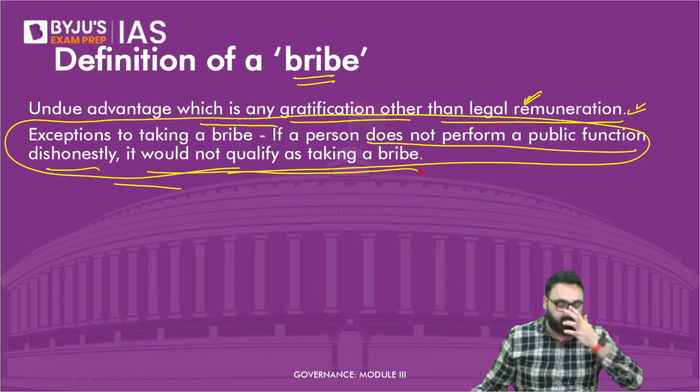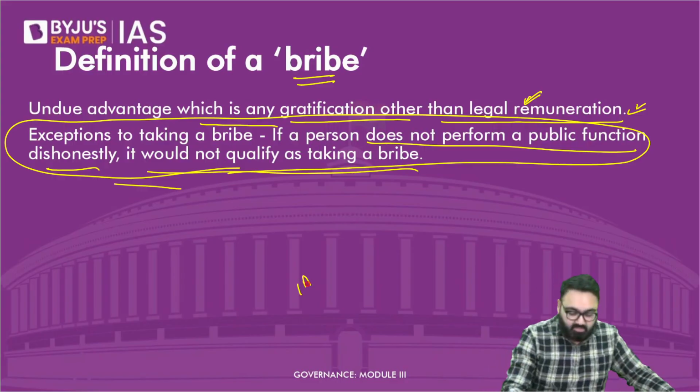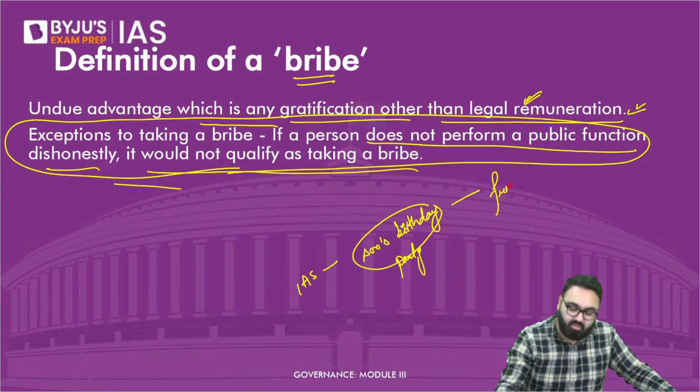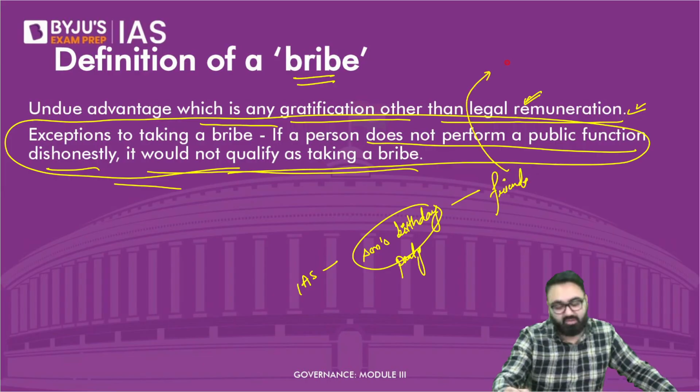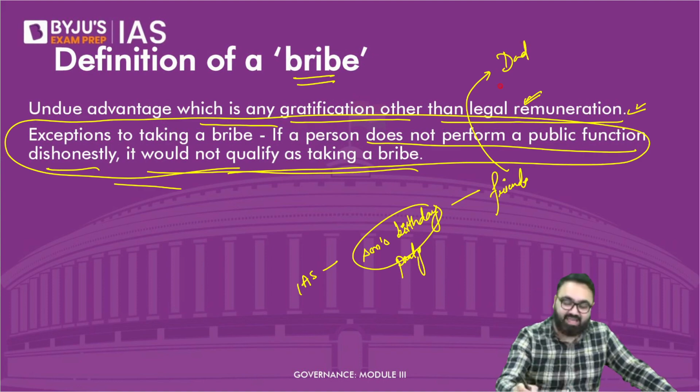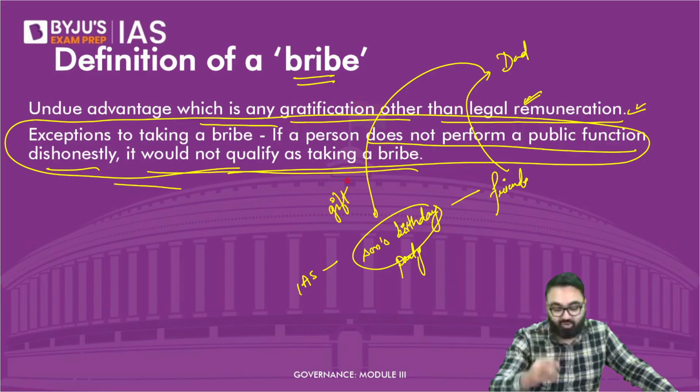Let's assume you are an IAS officer, and it is your son's birthday. You had a party and invited the friends of your son. One of the friends' fathers came to the party along with this child. This dad gave a gift, a pretty expensive gift. Let's say an iPhone is given.